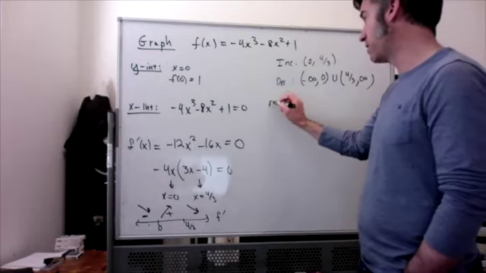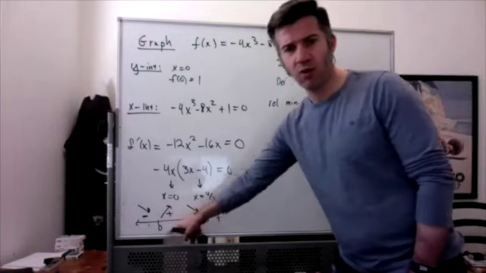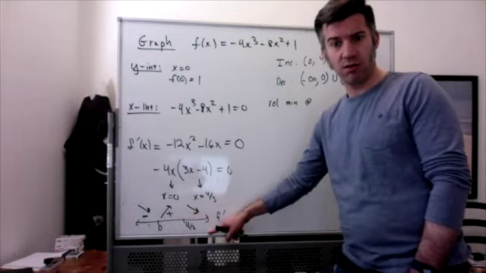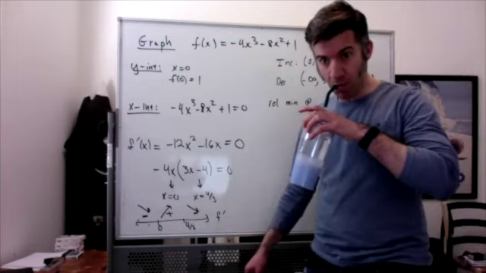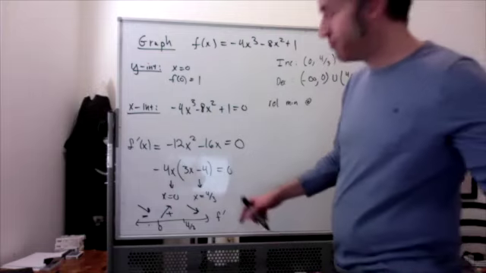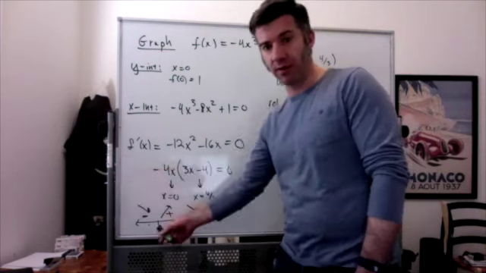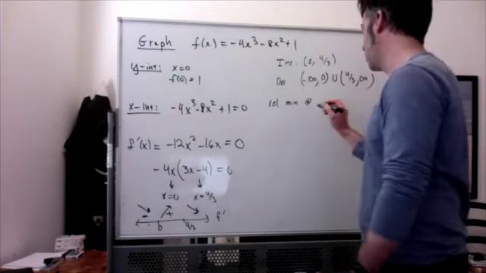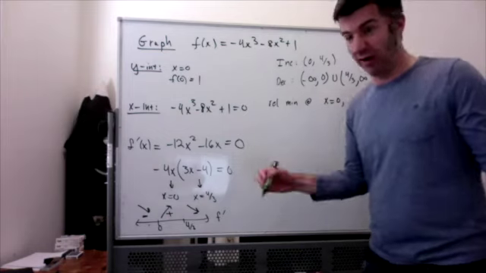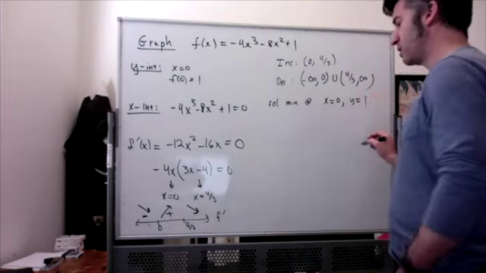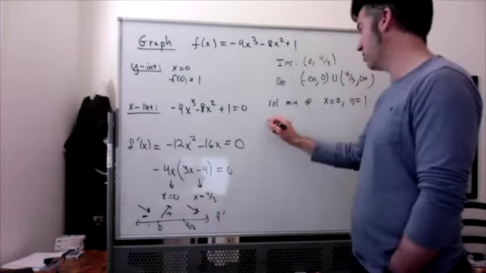We do have a relative minimum at, is it at 0 or is it at 4 thirds? Yes, it is at 0 because we are going down to the left and then up to the right. So we went down, up, it's a relative minimum at x equal to 0. And we should also include the y coordinate because we're going to graph this thing. And y equal to 1. Now 4 thirds is going to be kind of gross. But at 4 thirds, we do have a relative maximum.